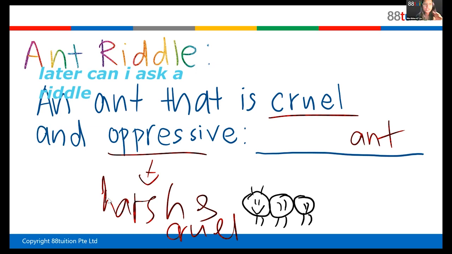Cruel means someone who is very controlling, who is not nice, the opposite of nice, right? Who treats you very badly, like a slave. They torture you, they abuse you, they treat you very, very badly. That's someone who's cruel. They chop off your legs and hands and they don't give you food, that kind of thing. So someone who is cruel and oppressive is called this.